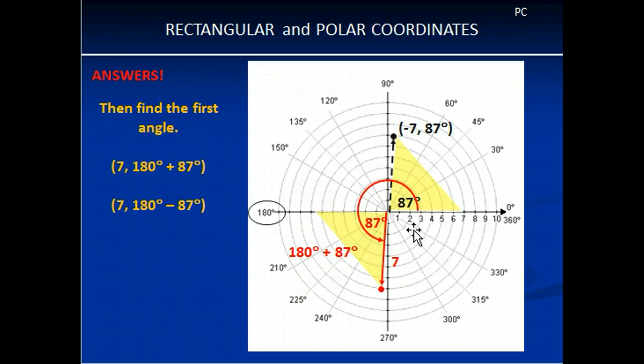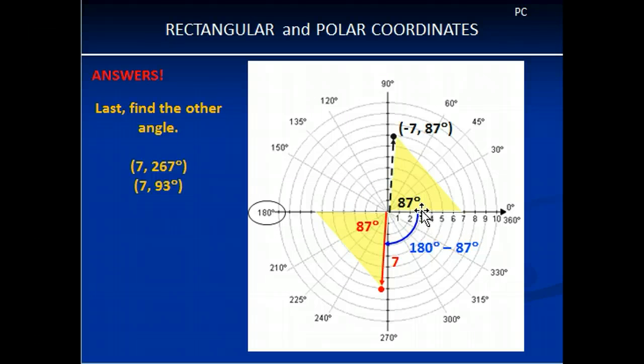Now, to find the negative side of this, you're going to have to go from the polar axis in a downward direction, so you're going to go clockwise, and we're going to take 180 and we're going to subtract this 87 degrees to give us this point right here. So we've got 267 degrees and negative 93 degrees for the last two measurements.